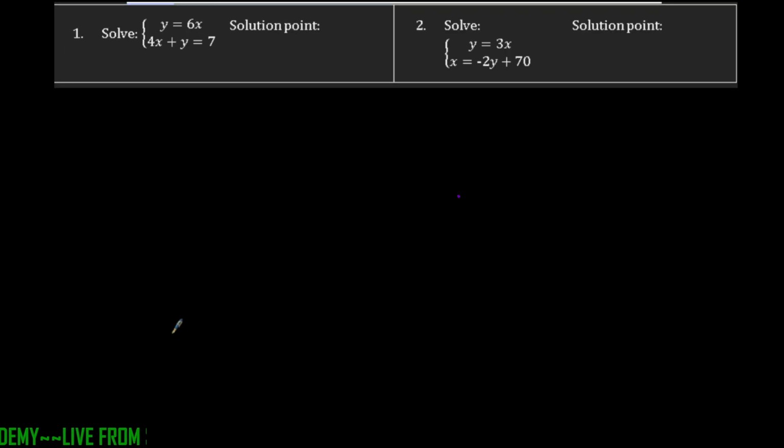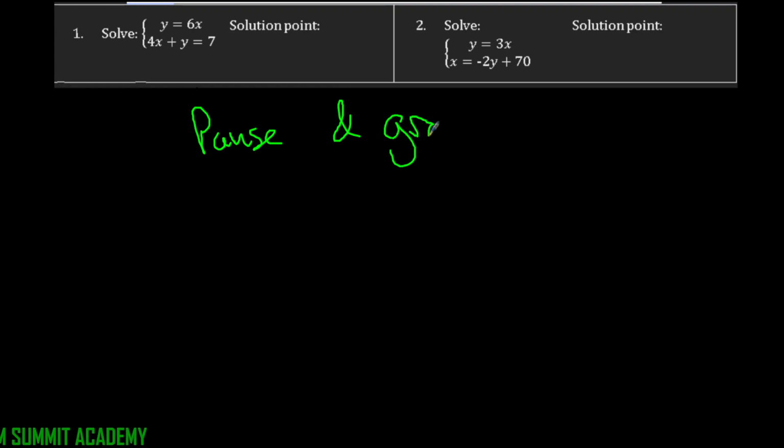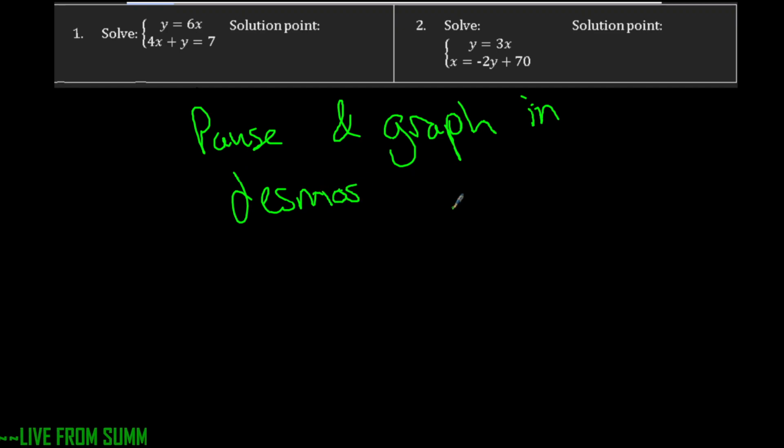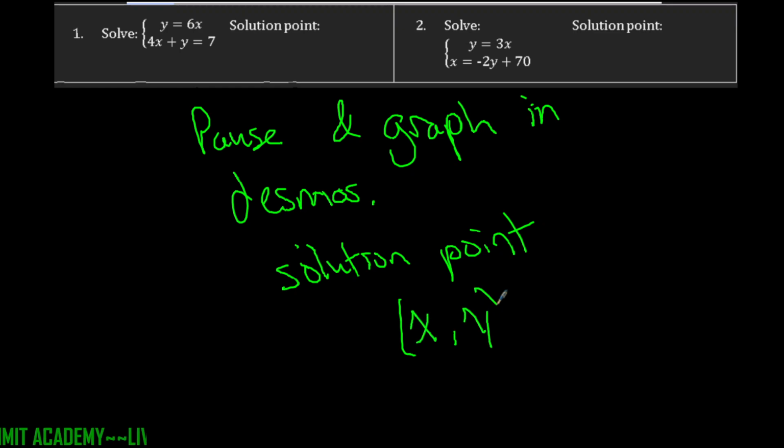All right. Next part on the back, I want you to be able to solve these 2 equations. So write your solution point. So pause and graph in Desmos. So this video is super simple because a lot of it is just being able to solve by graphing. Make sure you write the solution point. Again, solution point is an x value and a y value. So make sure you can pause the video to get those 2 solution points.